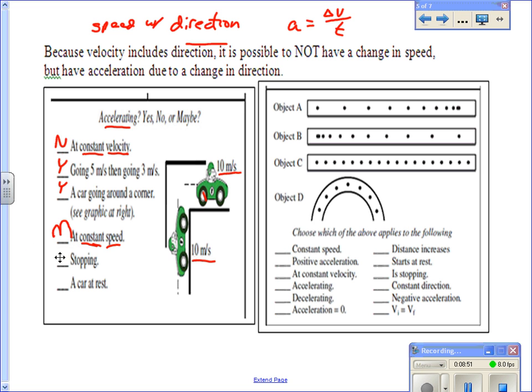If you're stopping, you're changing speeds, so that means yes, there is acceleration. If you're at rest, there is nothing going on, so we have no change in our acceleration or our velocity.